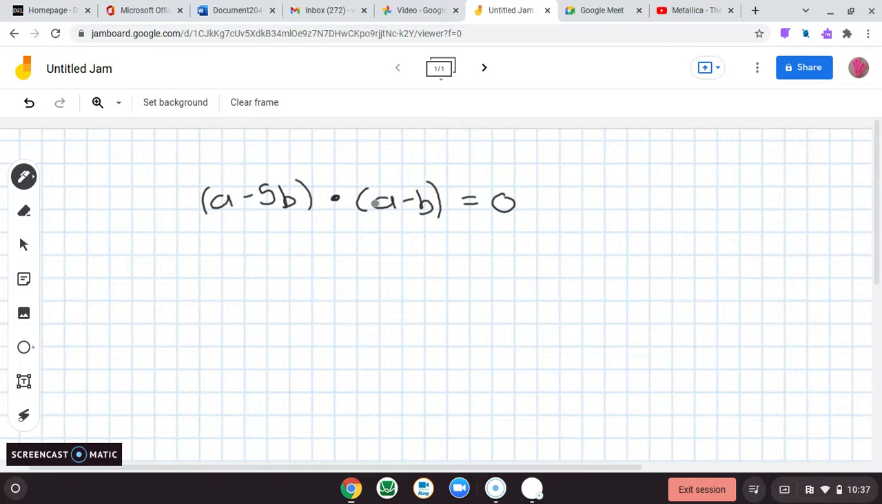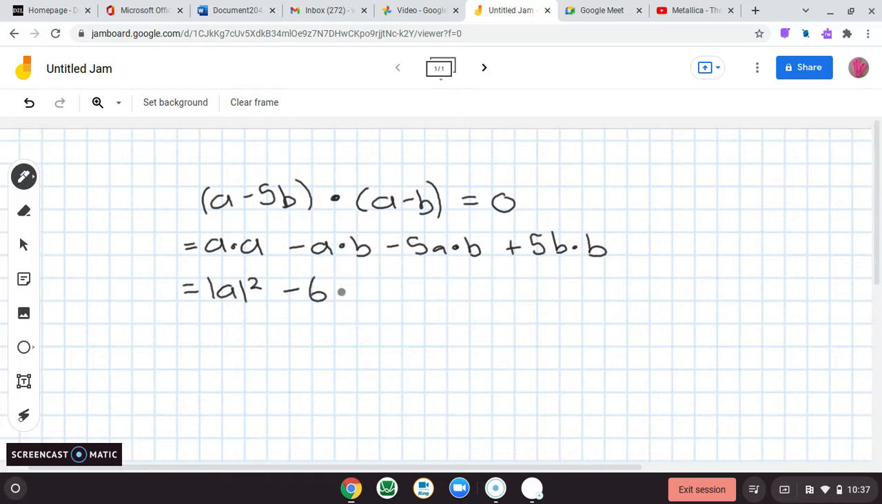We can just expand that out, so it's going to be just like FOIL, going to be a dot a minus a dot b minus 5a dot b. I'm not going to go over the foiling too much. You guys know that. And then plus 5b dot b. Now we have to remember one of the properties we have. A dot a is the same thing as the magnitude of a squared. So it becomes that. Group those like terms just like this. And then again, b dot b is going to be the magnitude of b squared, like that.